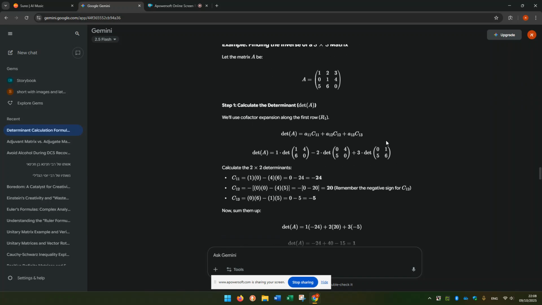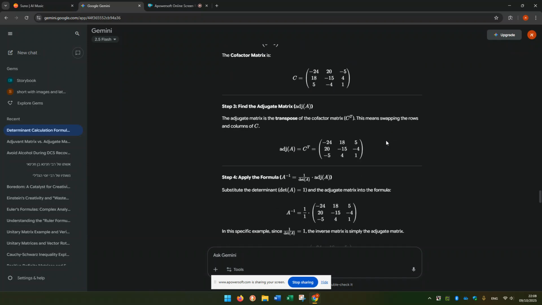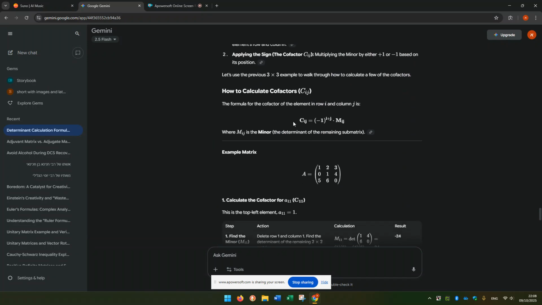And for the general term, there is a definition for a general Cij for the cofactor matrix, which is minus 1 to the power of i plus j, where i plus j is defined by the position of the cofactor in the matrix, times the minor Mij, the determinant of the remaining submatrix, as we did.